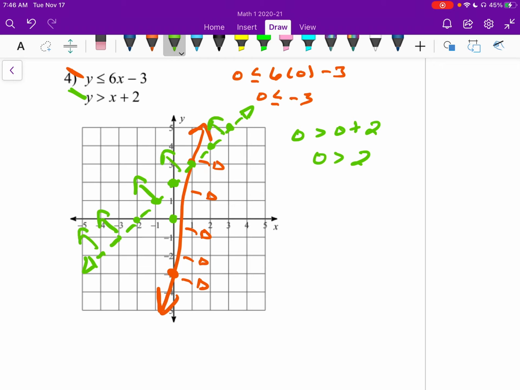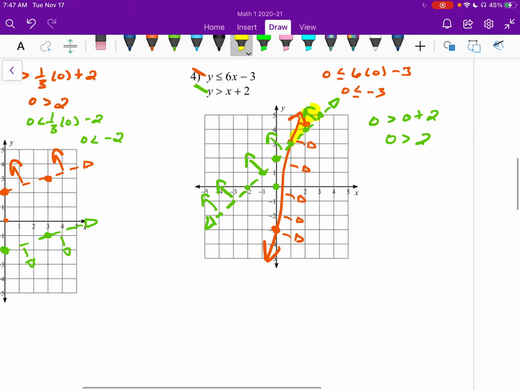So now we have to decide, where do we shade? Where do we actually shade together? And if we look up in this region, the orange line covers and the green line touches too. So it's going to be just this little sliver there. All right, there's number 4.